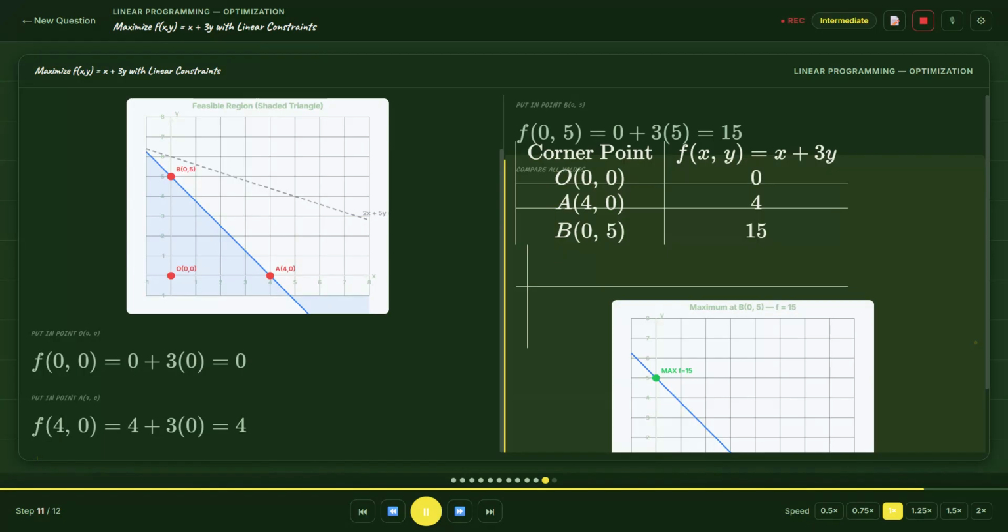Let's put it all in a little table: 0, 4 and 15. We can clearly see that 15 is the biggest of all three. The winner is the point (0, 5).